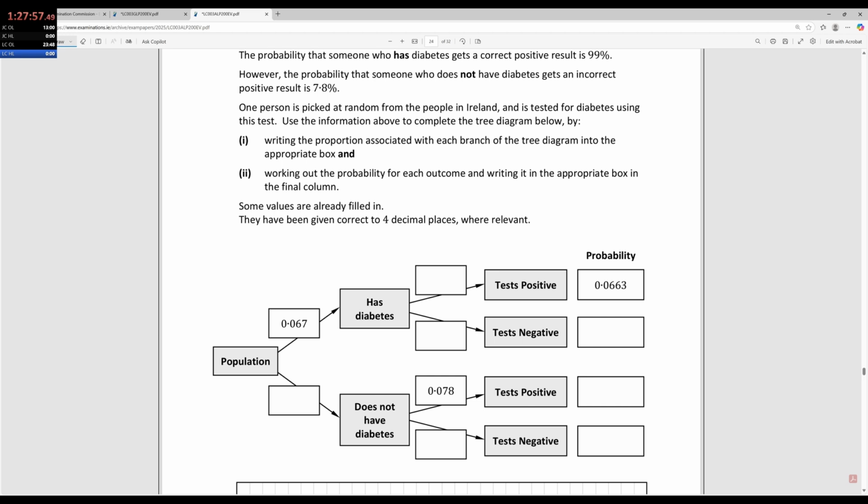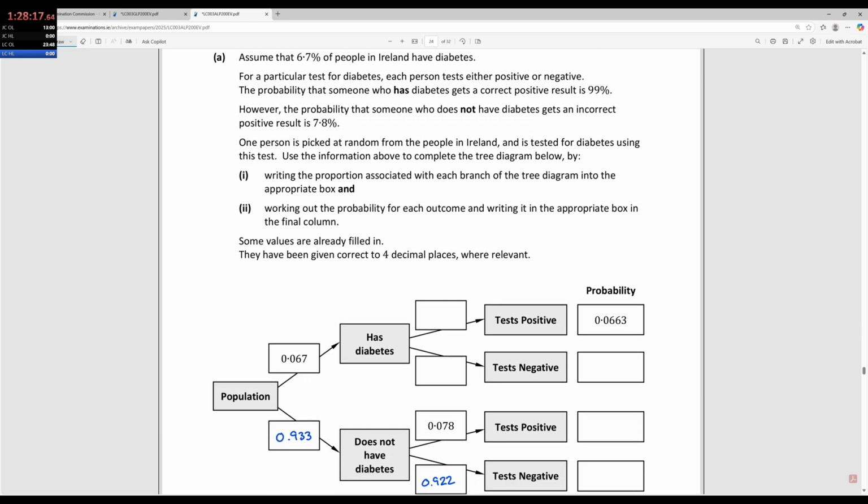Yeah, same as the ordinary one, but just a bit more complicated. So this would be 0.933. Don't have it. Yeah. Now here this would be 0.922. Don't have it, and are told they don't have it. Here, the probability that someone has diabetes gets a correct result, so if they have diabetes and test positive, is 0.99. So that means this is 0.01. And even if you couldn't spot that, you could probably multiply them out and just make sure. 0.067 multiplied by 0.99. It does in fact give you the 663, but there's one extra 3, but they did it to a decimal point. 0.067 multiplied by 0.01. Corrected. Oh, people weren't going to be happy with that.